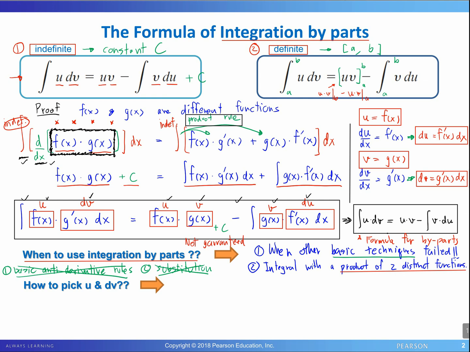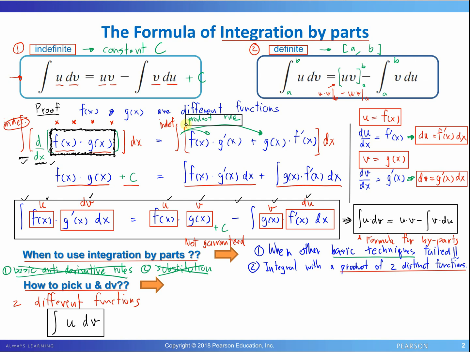Now, at this point, we know that we have a product of two different functions inside our integral. And then we want to use this formula for by parts, integral of u dv. And now the next question is, how do we choose which function to be u and which to be dv? And once again, the answer is, it's hard to know beforehand unless you try and check it out. However, I have this guideline for you on how to pick u and dv.